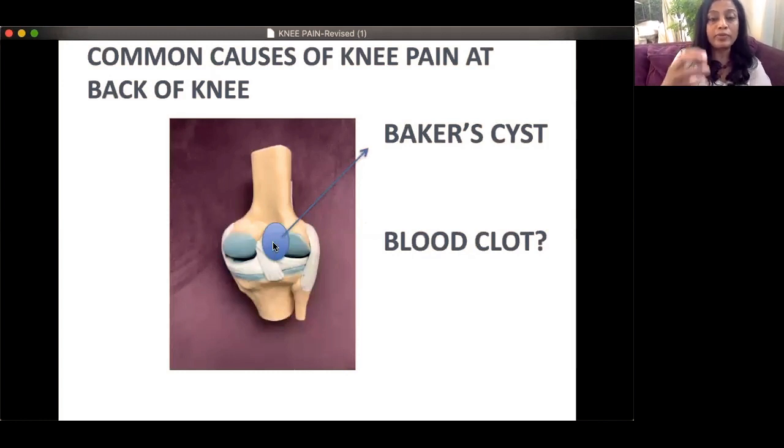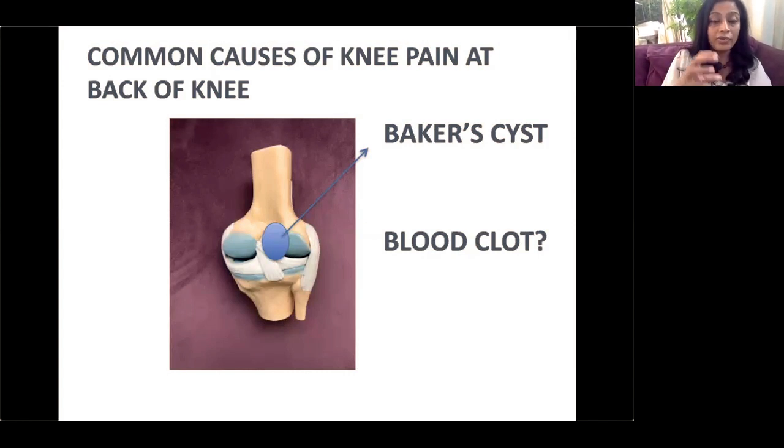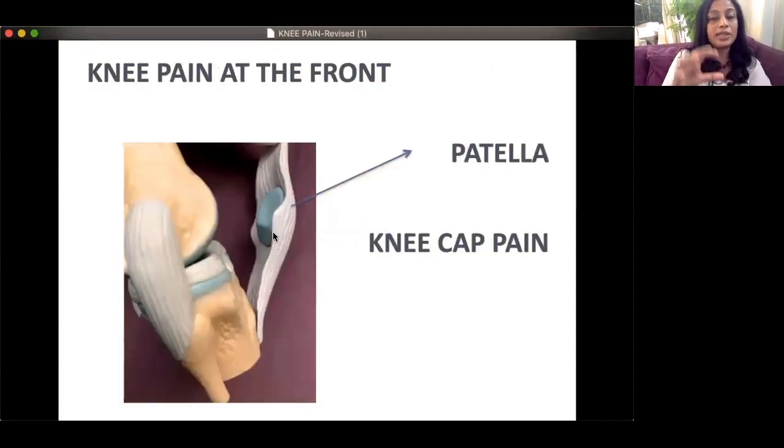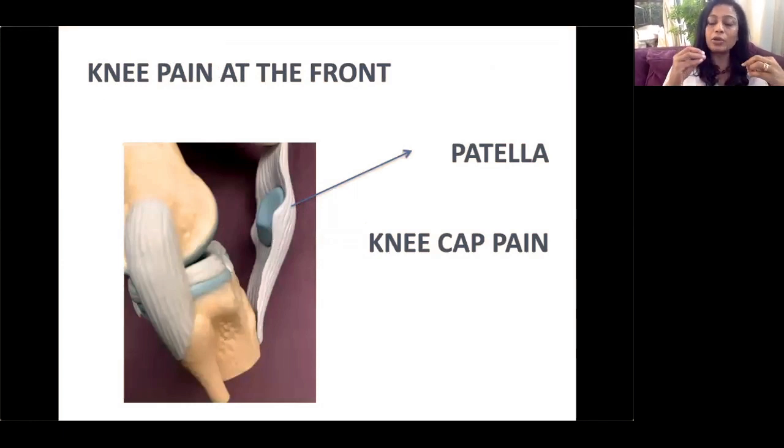Behind the knee, sometimes we have a collection of fluid, and this is called a Baker's cyst. But if the calf muscle or the leg itself is swollen and tender, we worry about blood clots. Now, on the side of the knee, we can see the kneecap, and a very, very important factor in causing many of the reasons for knee pain is the kneecap.